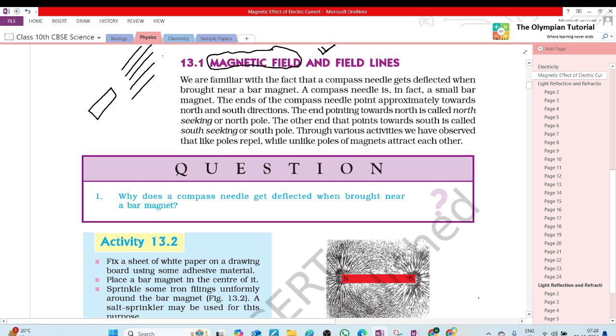Okay, start to read. Aita, it's your turn, I think.